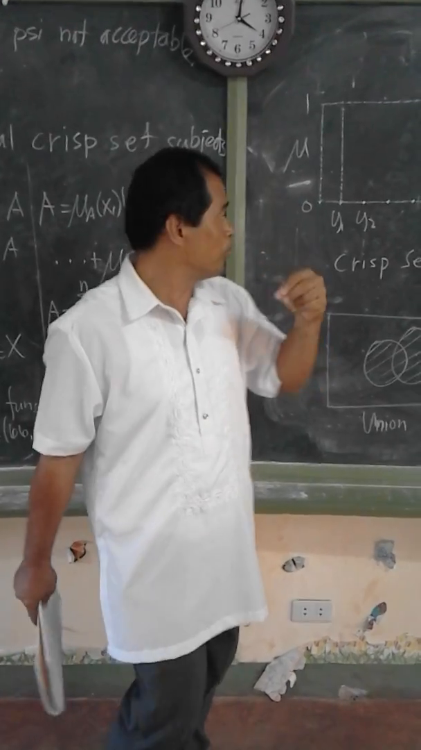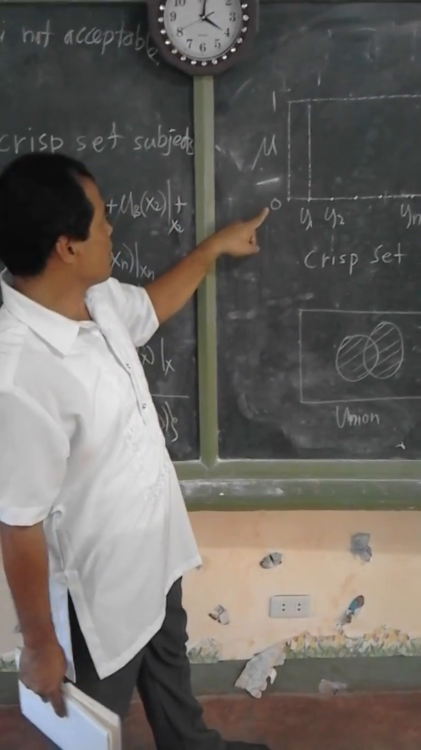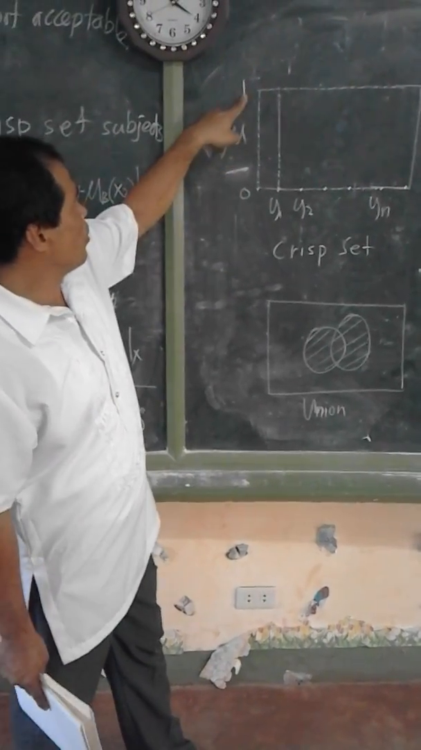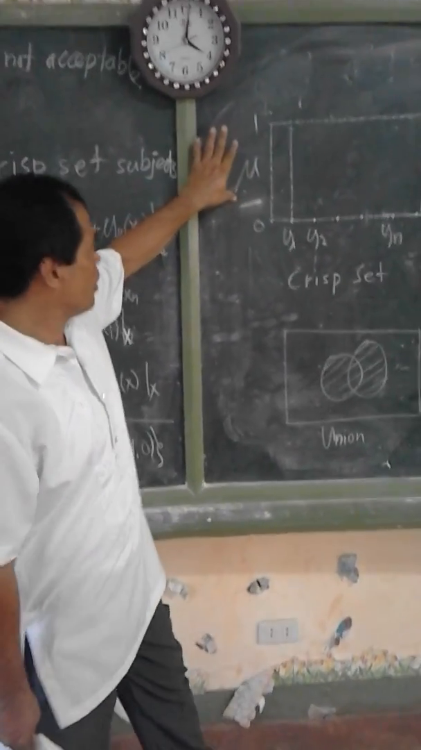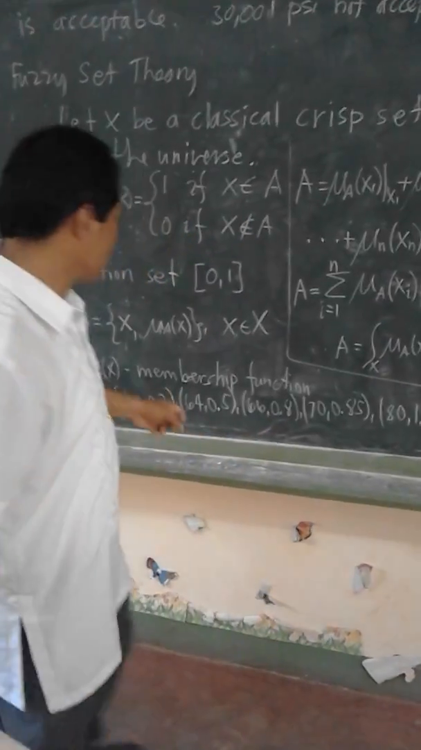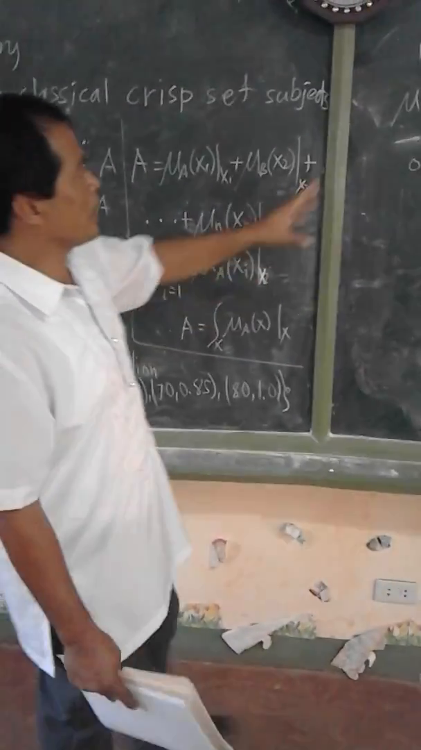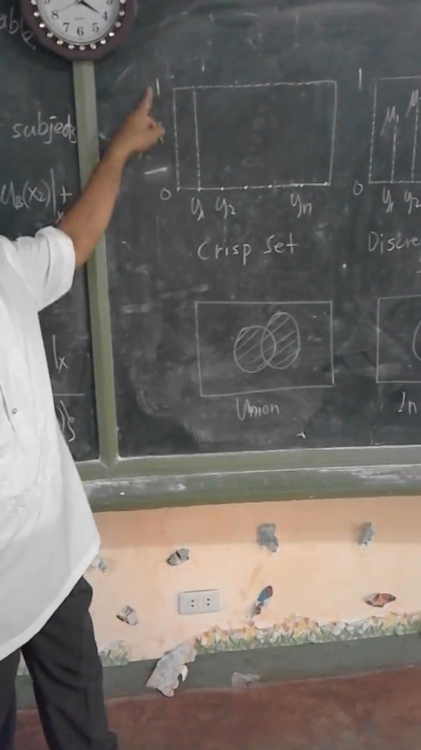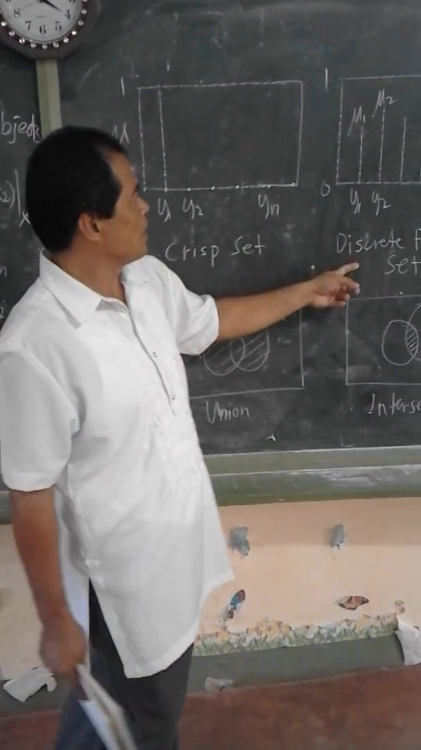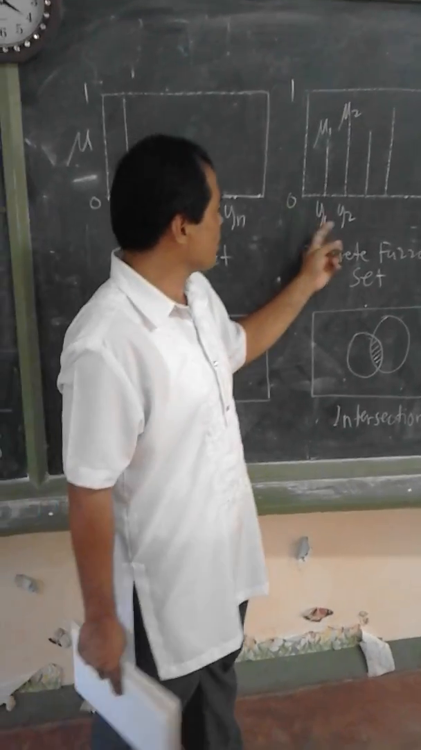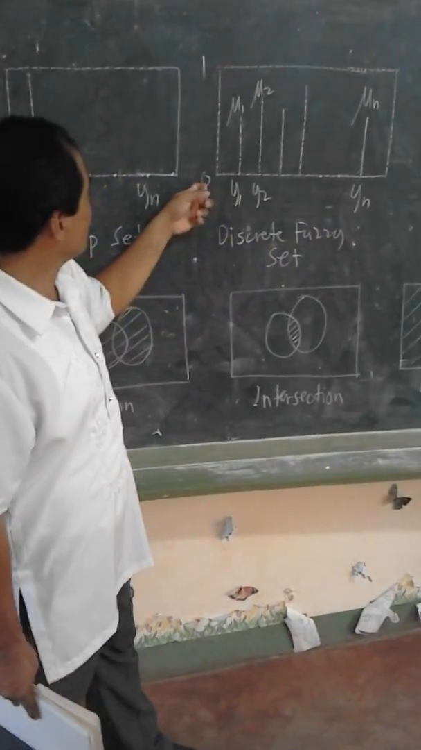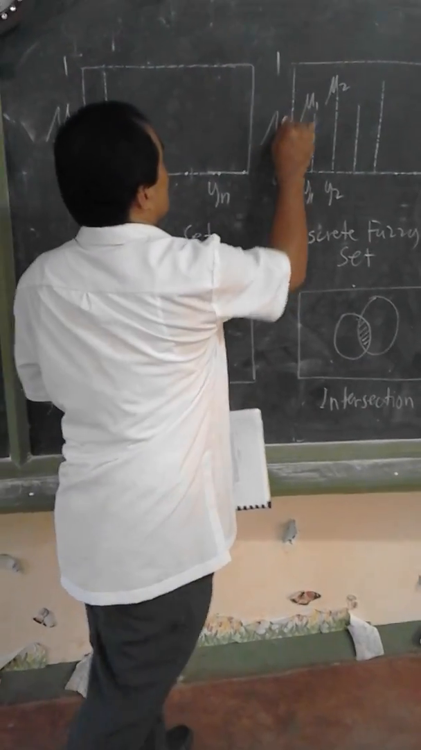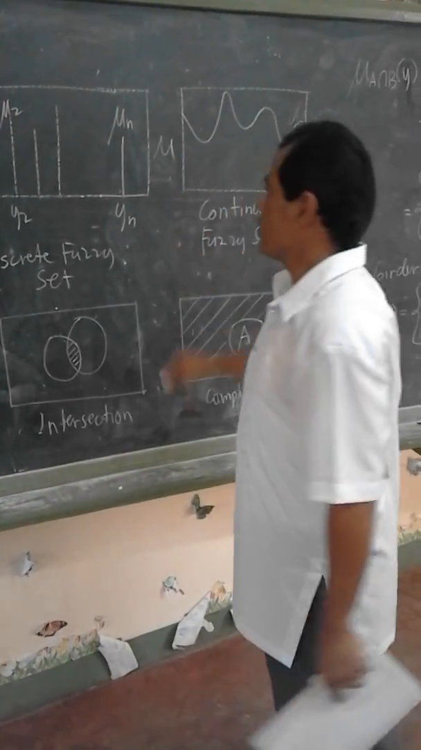So it should be 2. So we have here from 0 to y sub 1 until y sub n, then 0 to 1. This is the mu, or what we called previously the membership function. Look at this, only y sub 1, so we have the range 0 to 1. Then for the discrete, we still have 0, y sub 1, y sub 2, to y sub n, then 0 to 1, and still we have here mu, and this one is mu.